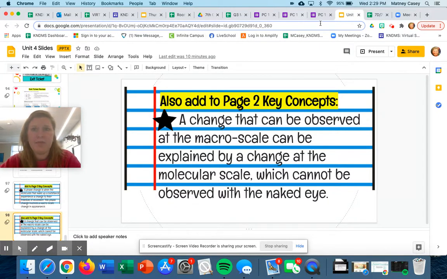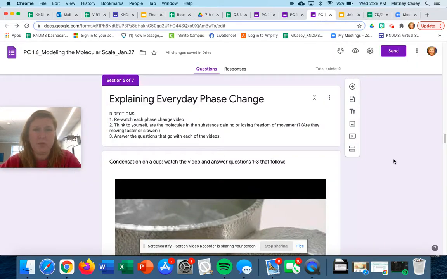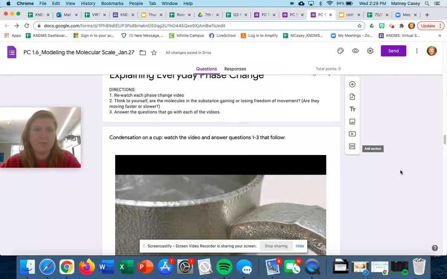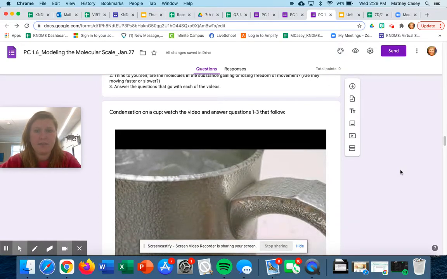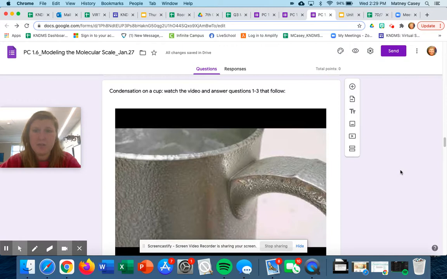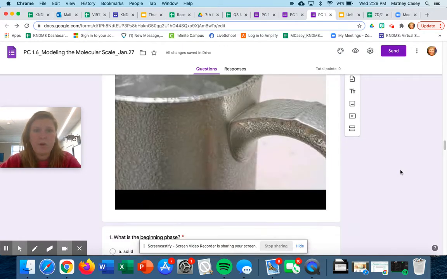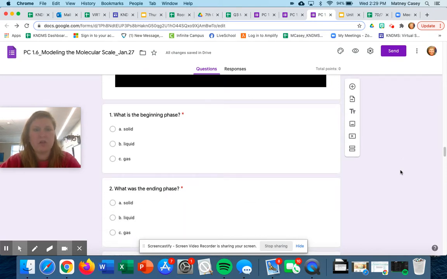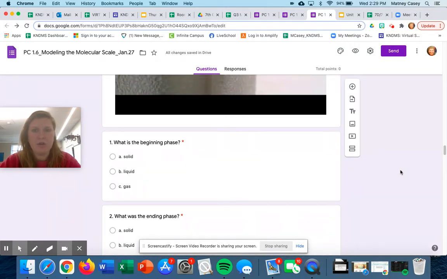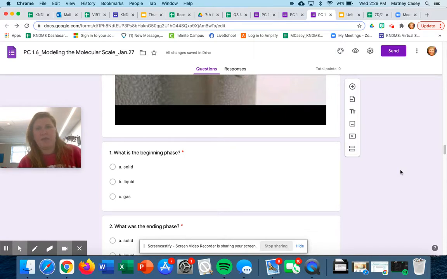Having your science notebook open and those key concepts in front of you will help for your next part, where you'll be looking at different phase change videos. You've seen them before, but you're going to watch the video each time. There are 3 questions that go with each video. They're all the same questions, but they're going to have different answers. For each video, think: what is the beginning phase? Is it a solid, liquid, or gas? And then what is it turning into? What is the end phase?